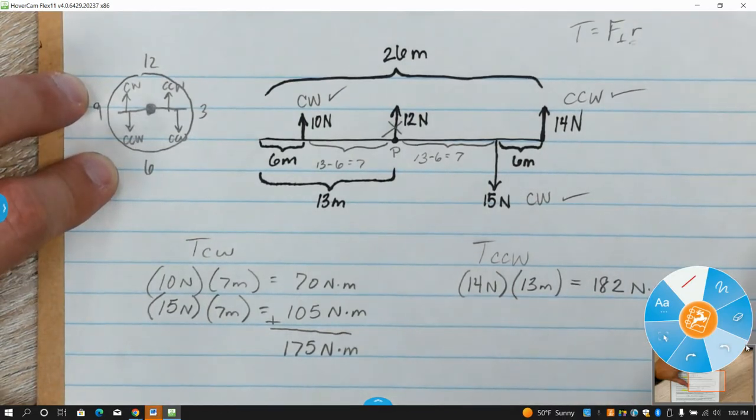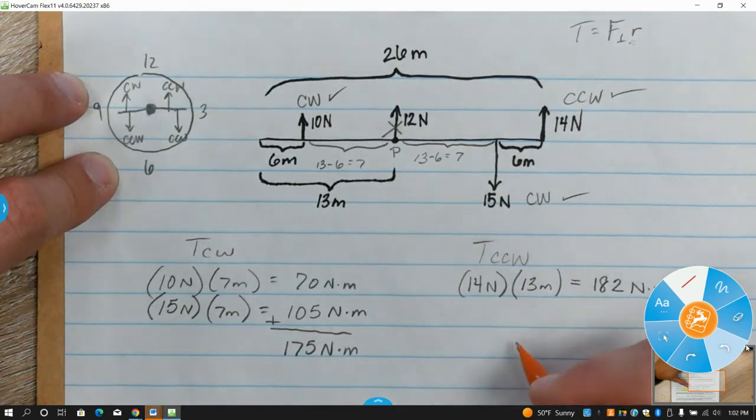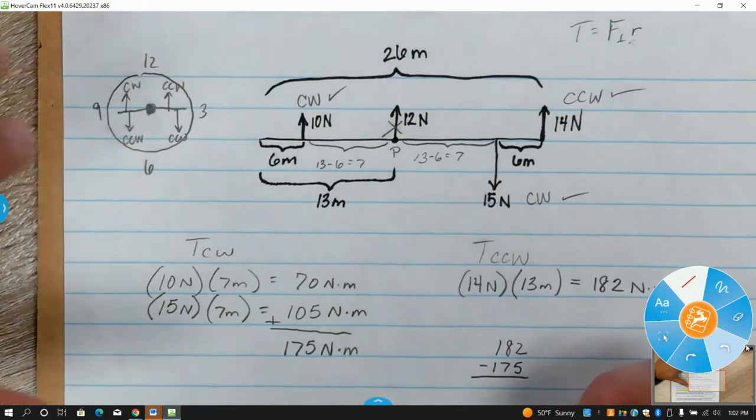So now we need to find the net. Always take the higher number minus the lower number. And what do we get?